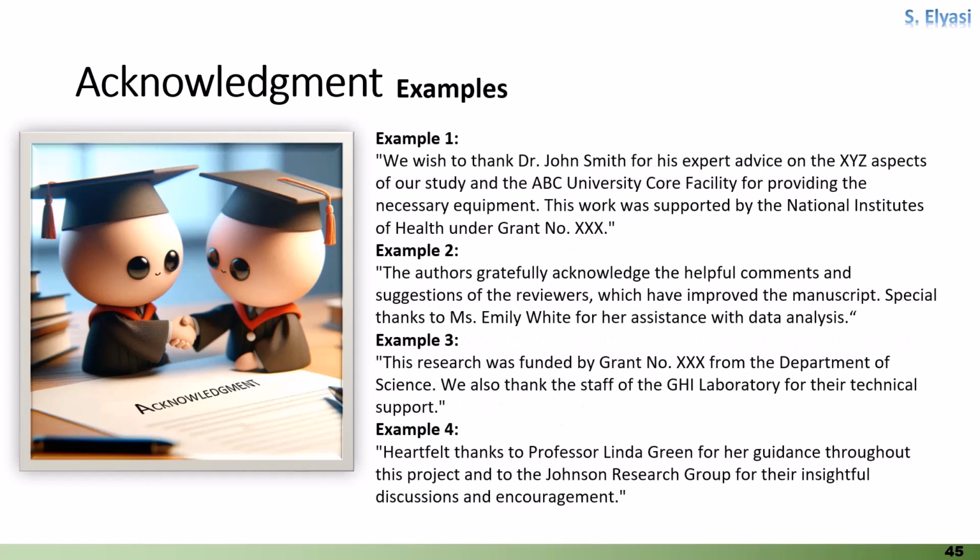Each of these examples demonstrates effective acknowledgement writing by being clear, specific, formal, and appropriately appreciative. They ensure that all forms of contributions to the research are transparently and respectfully recognized.